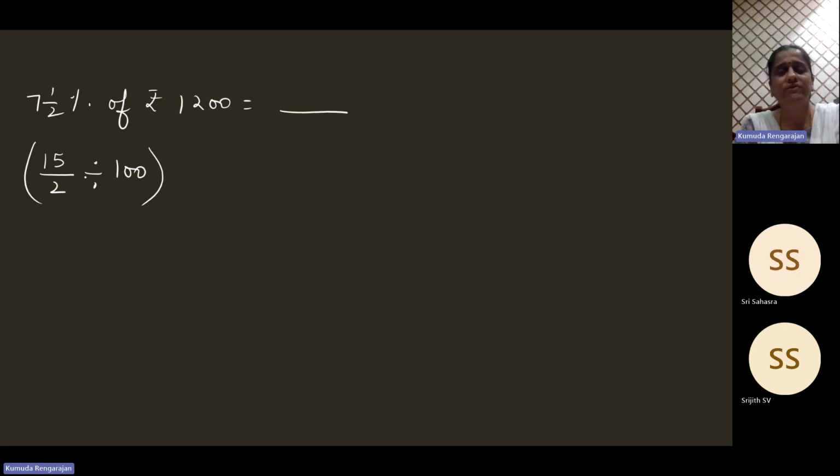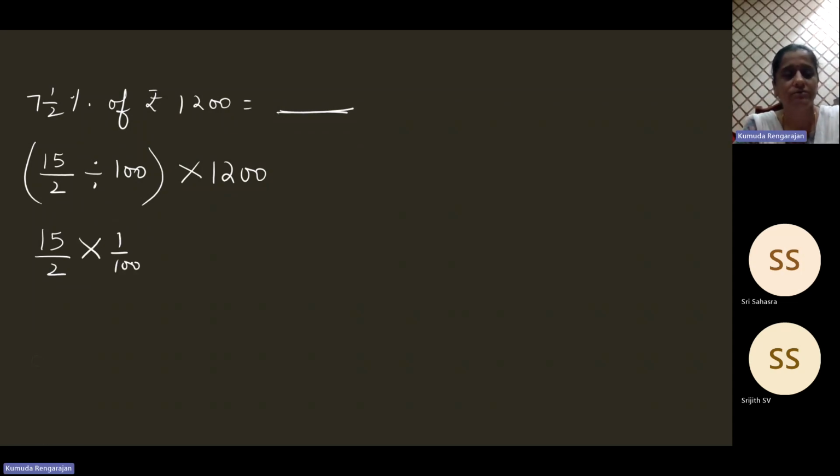Correct? 25% is 25 by 100. 7.5% is divided by 100. What is 7.5? 15 by 2. Of stands for multiplication. 1,200. We'll work this, find the answer and fill in the blank. Can we cancel in division? Here, no. We should not cancel here. When the sign is division, you cannot cancel. You must always change it to multiplication.